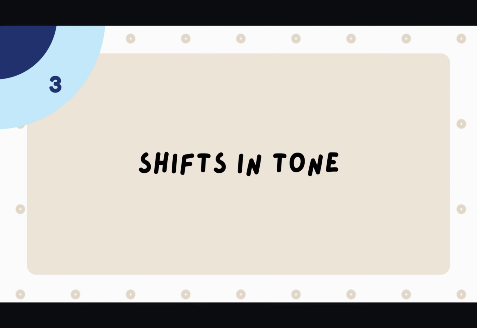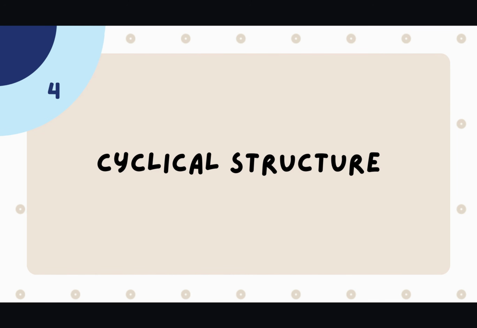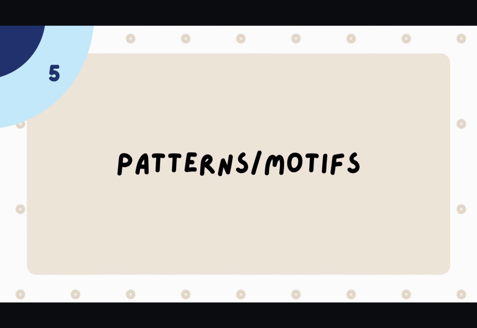We also have cyclical structure. Cyclical structures are a great technique to implement in your own writing. A cyclical structure is when you start off with an element and you go back round to that same element to the end. We also have patterns or motifs.